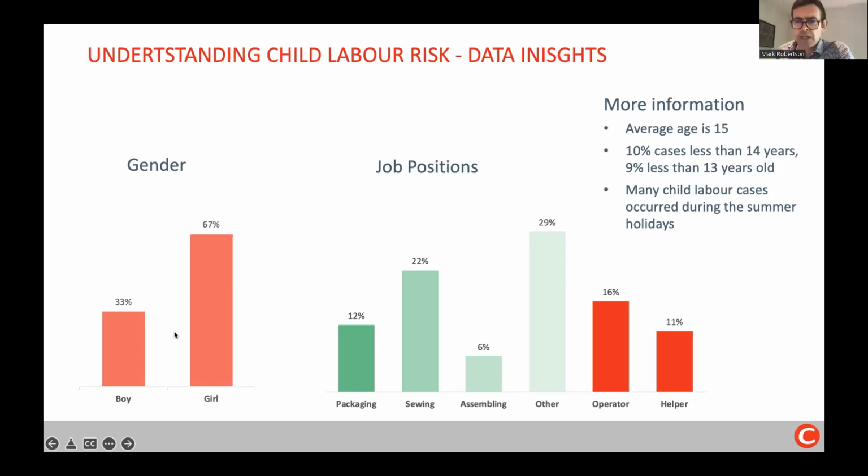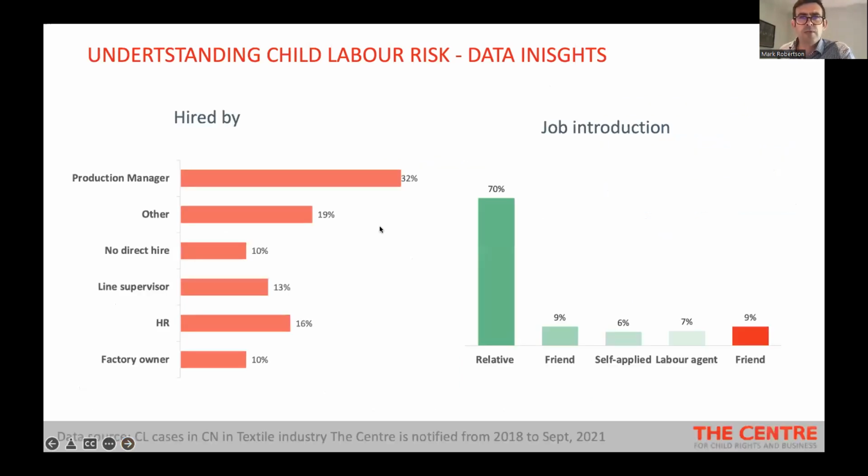A lot of the child labour cases we work on occur during the summer school holiday months as well. That's often due to a lack of childcare support, which means that parents are forced to bring their children to work because they don't have childcare.